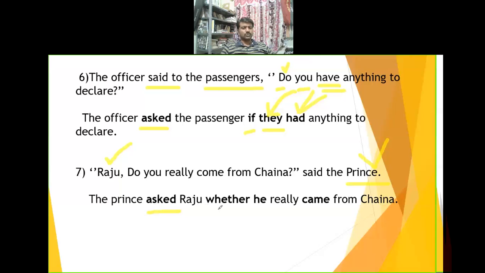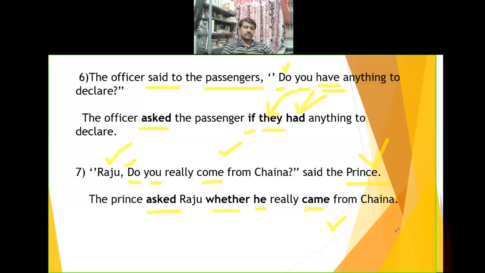Prince asked Raju whether. It is a yes or no question, right? Do you, yes or no, I am putting whether. You have to remove do. And then you becomes he here. Why? It is talking to Raju. So you becomes he. He really come becomes came. Come becomes what? It becomes came, because simple present becomes simple past. From China. Okay, the prince asked Raju whether he really came from China.